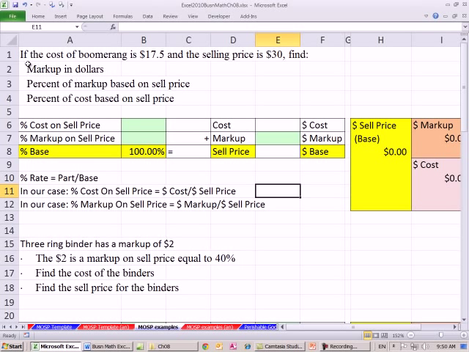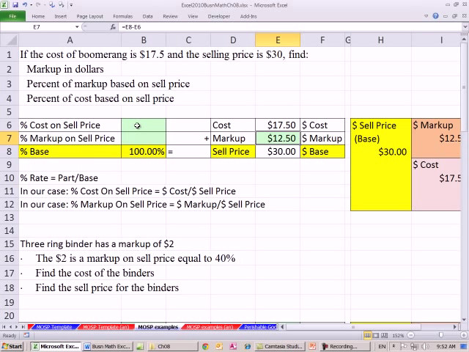All right, so here's example number 1. If the cost of the Boomerang is $17.50 and the selling price is $30, find these items. Well, we're given 2 bits of information. We'll use our template, and we'll figure out all the parts. Cost. OK, so we're given that, 17.5. Selling price. I'm going to put selling price right here. Enter. All right, so now we have 2 items on the same side of the template. We can simply use the fact that this plus this equals that. I'm going to create a formula here. Equals the sell price minus the cost. That'll give us our markup, $12.50.